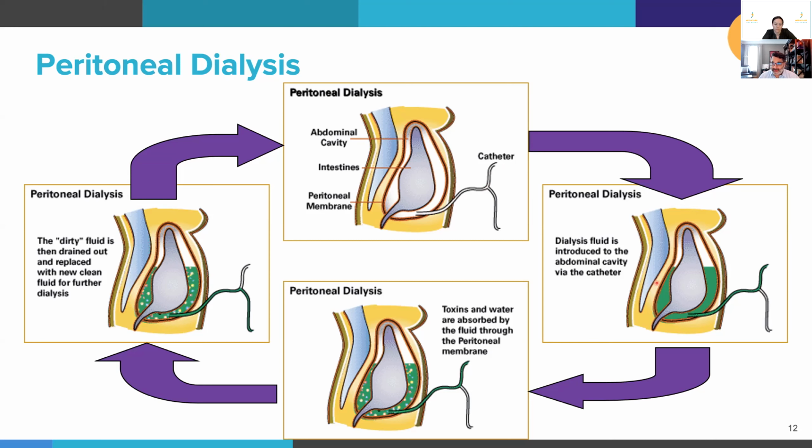And we're able to introduce fluid into that space. The toxins and water are absorbed into the fluid through the peritoneal membrane. And then we can drain out that dirty fluid, as we call it, and replace it with clean fluid again to continue through the process as well.